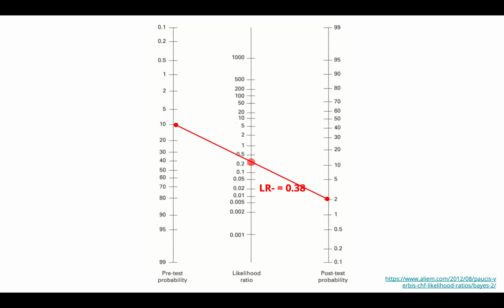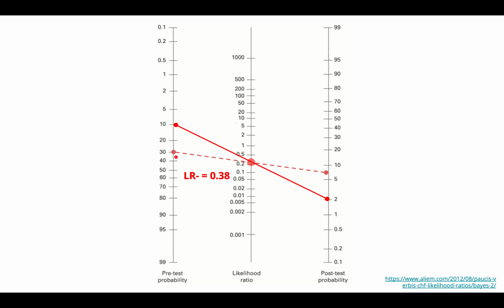We can do the same thing with the negative ones, right? So let's take that same 10% probability we had, and we had a negative test, and our negative likelihood ratio was 0.38, so that's somewhere around there. We draw a line through these and continue it all the way across, and now our post-test probability goes down to 2%. We went from 10% to 2% with a negative test, with a negative likelihood ratio of 0.38.